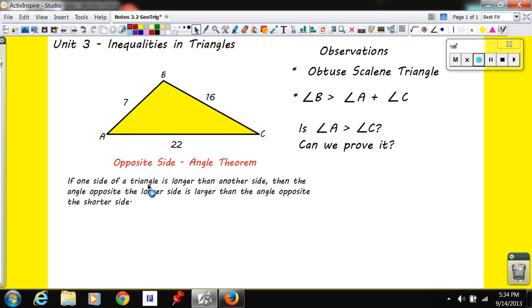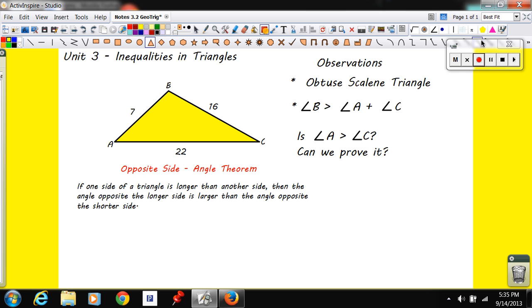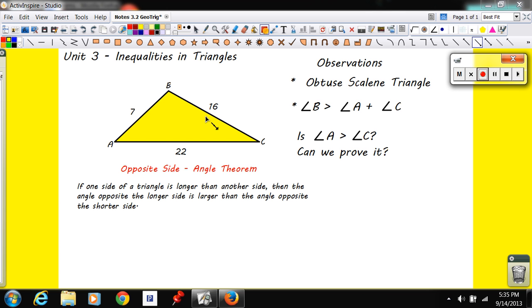If one side of a triangle is longer than another side, so if you look here, this BC is longer than AB, so the 16 is bigger than the 7. So if one side of a triangle is longer than the other, this side is longer than this side, then the angle opposite the longer side, so if I'm looking at this angle opposite the longer side, is larger than the angle opposite the shorter side.